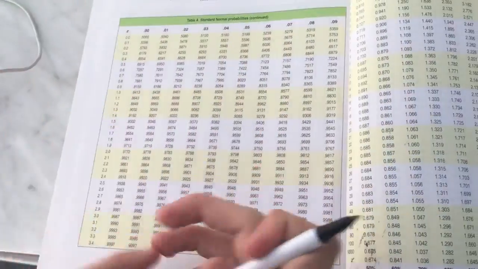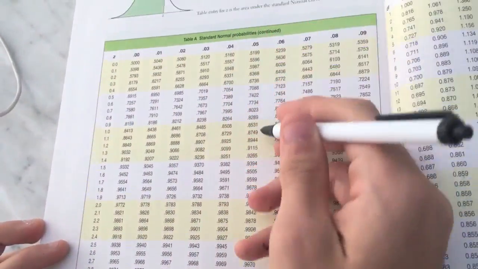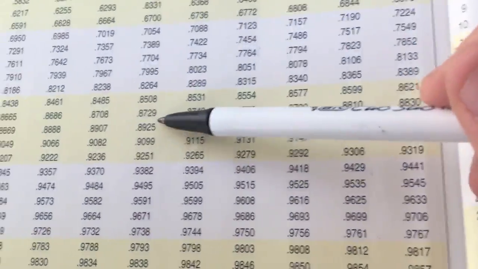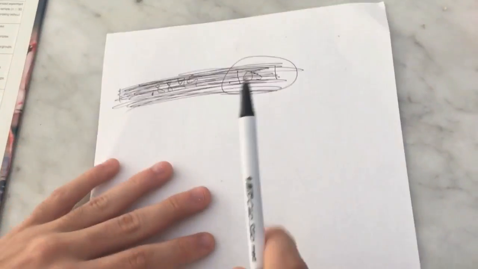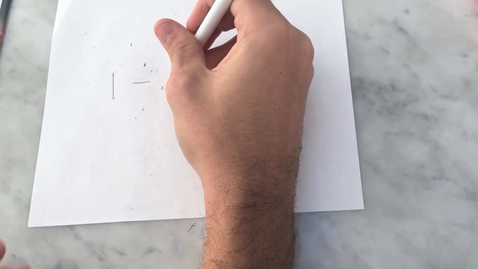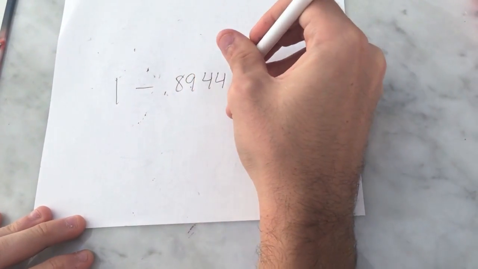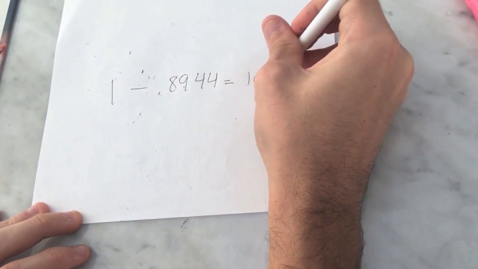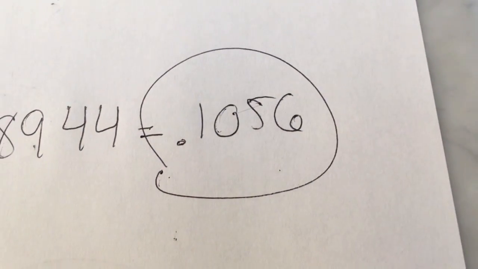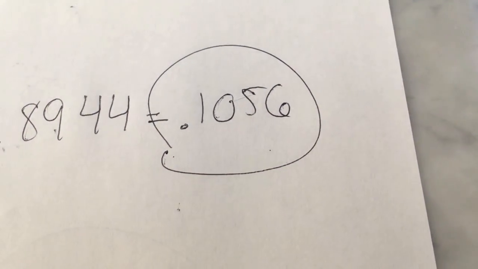Now we got to go to our standard normal probabilities table in the textbook, and we find 1.25 right here, which is 0.8944. And so now we're going to take 1 and subtract 0.8944, which is equal to 0.1056. Don't forget the decimal place. And that is the probability that the pulse rate in beats per minute is more than 85.